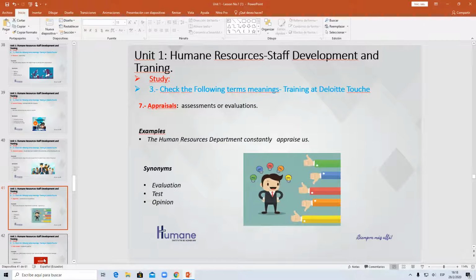Then we have appraisals, also called assessments or evaluations. An example in a sentence could be, the Human Resources Department constantly appraises. So instead of saying evaluations or assessments, you can say appraisals. And the verb is appraise. Synonyms could be evaluation, test, or opinion.